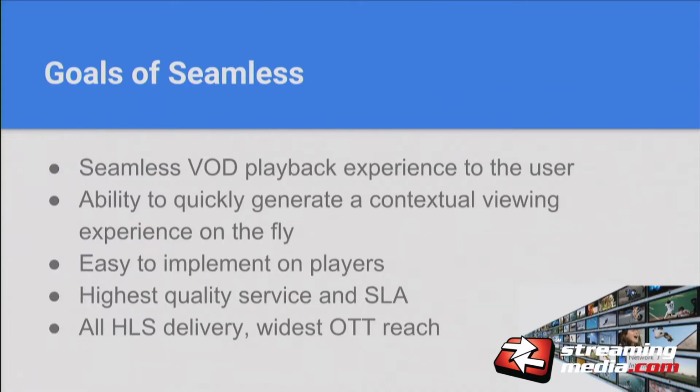So, goals of Seamless. Seamless VOD playback experience to the user, and the ability to quickly generate a contextual viewing experience on the fly. It needs to be high performance, easy to implement on the players that we support, and it has to have the highest quality service and SLA. As many of you may know in video, 5 nines or 4 nines are a good target. All HLS delivery. Currently, that is the widest OTT reach at the moment, although we're considering some experiments with VP9.